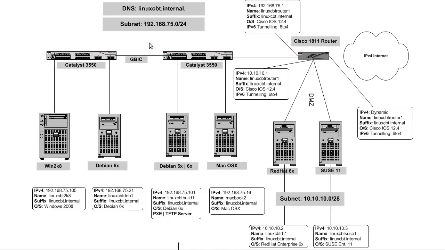So typically we use this sort of topology when studying various operating systems throughout Linux CBT. So, for example, from a layer 4 perspective, the DNS domain that's shared is linuxcbt.internal, which of course is not routable on the internet, so it's for private usage only.